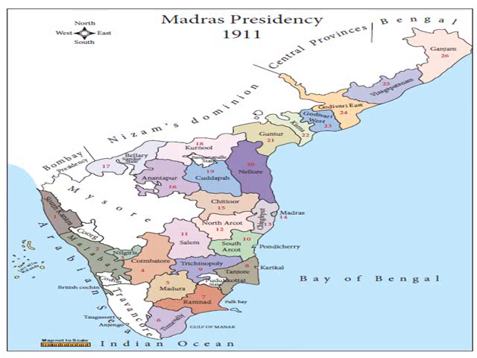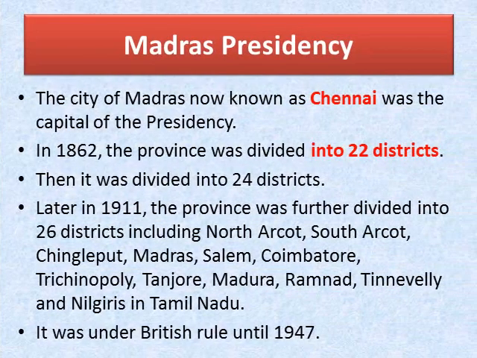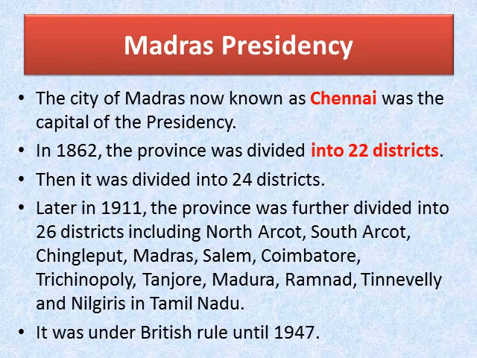You can find the different places coming under it. Dear children, the city of Madras, now known as Chennai, was the capital of the presidency. Which was the capital of Madras Presidency? It was the city of Madras. What is the present name of it? It is Chennai.